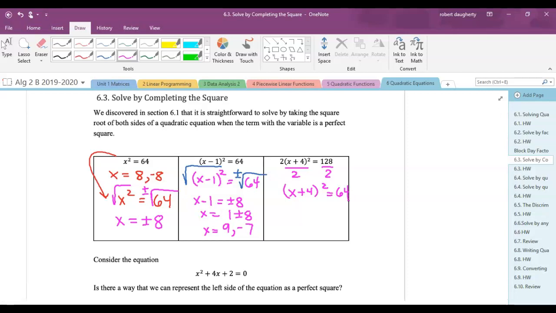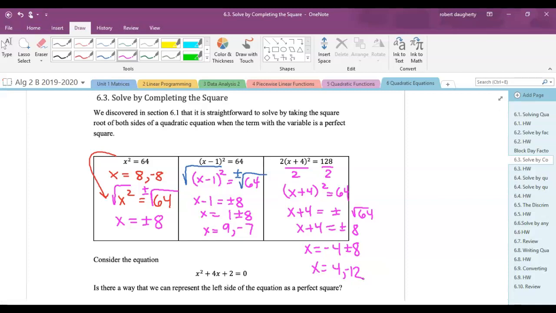Now what do I do to solve this guy? Take the square root of both sides. X plus 4 equals plus or minus the square root of 64. X plus 4 equals plus or minus 8. X equals negative 4 plus or minus 8. So x is equal to 4 or negative 12. Okay? So that's what we've been doing by taking the square root of both sides.